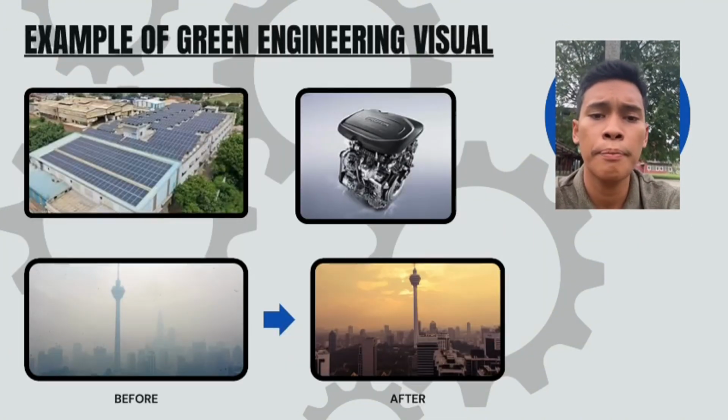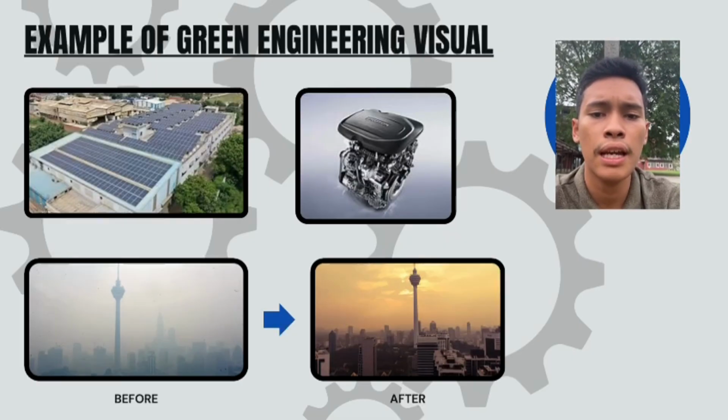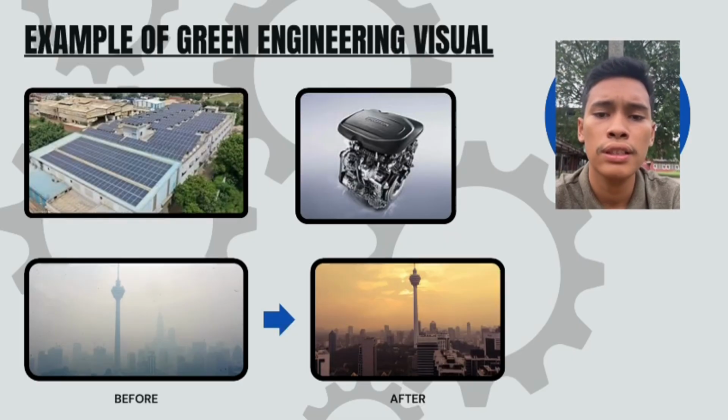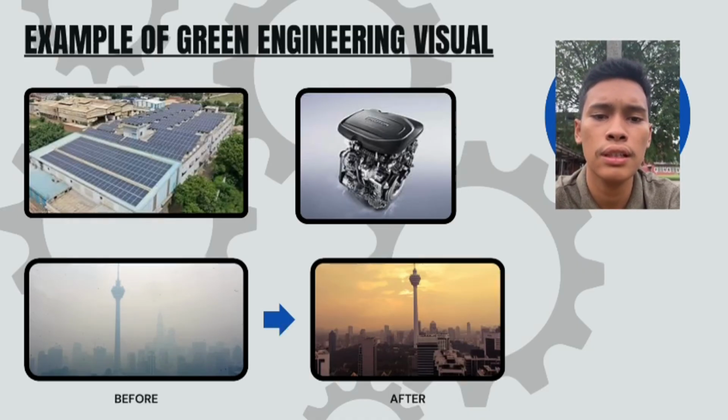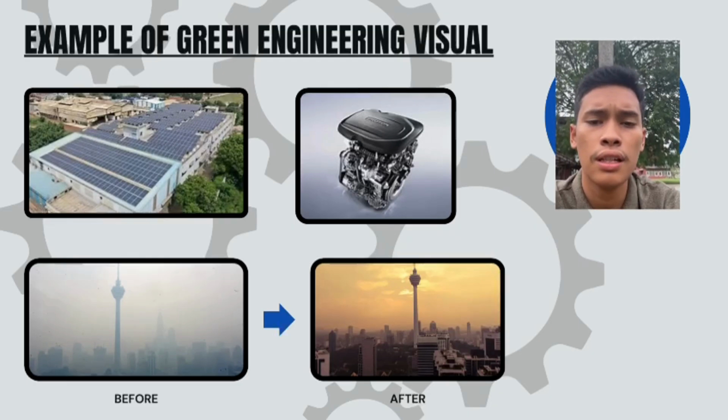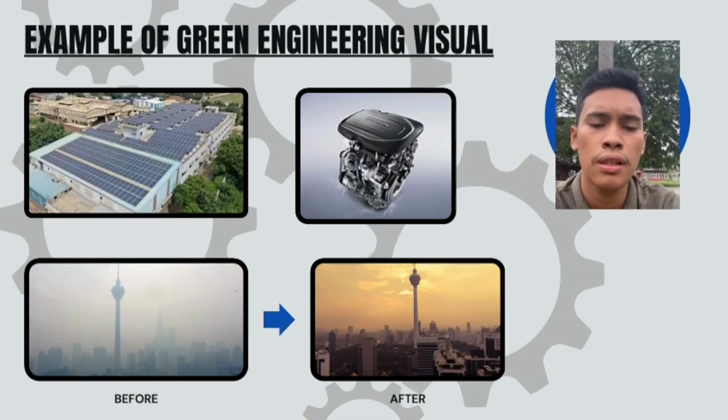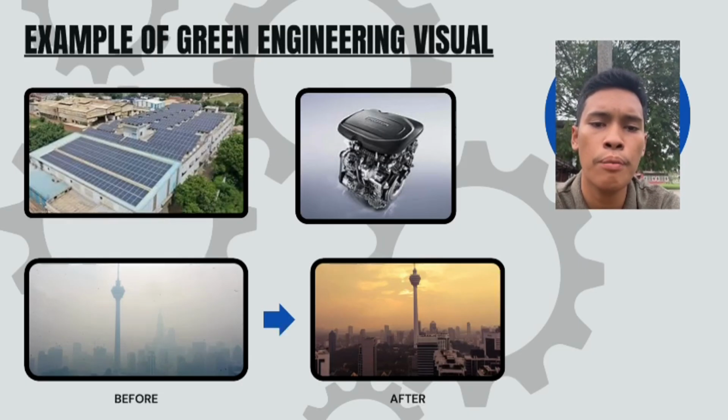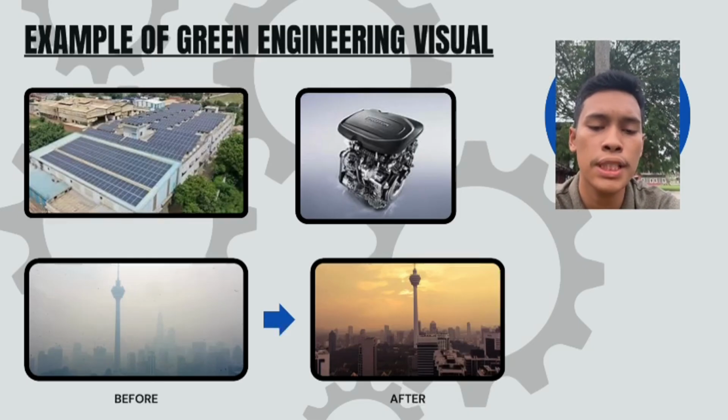This slide shows an example of how green engineering can be applied in real life. On the top left, we can see a factory that has installed solar panels on its roof. This is an example of industry switching to renewable energy sources to reduce their carbon footprint. Next to it, on the top right, we have an image of modern energy efficient engines. This shows how mechanical engineering focuses on creating machines that are more eco-friendly and produce lower emissions.